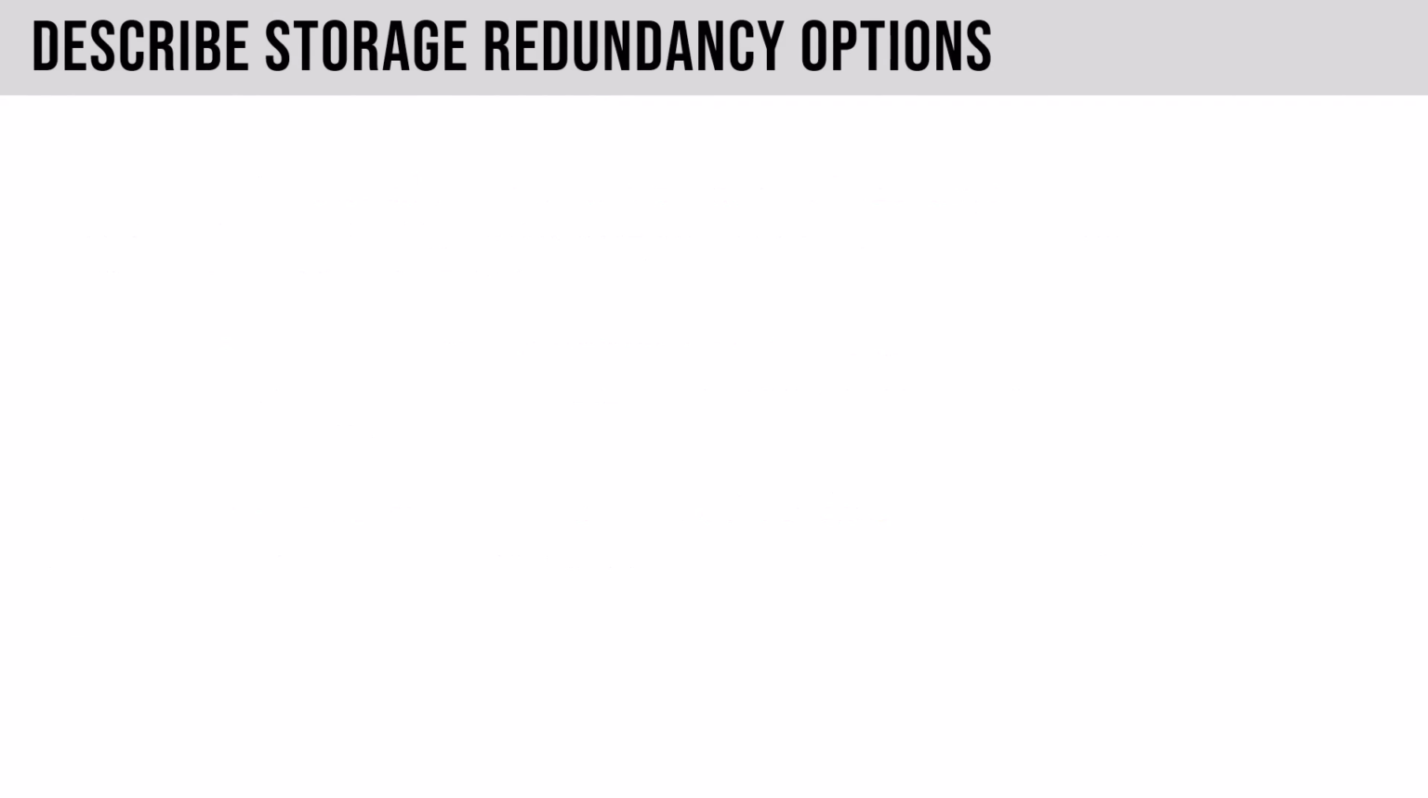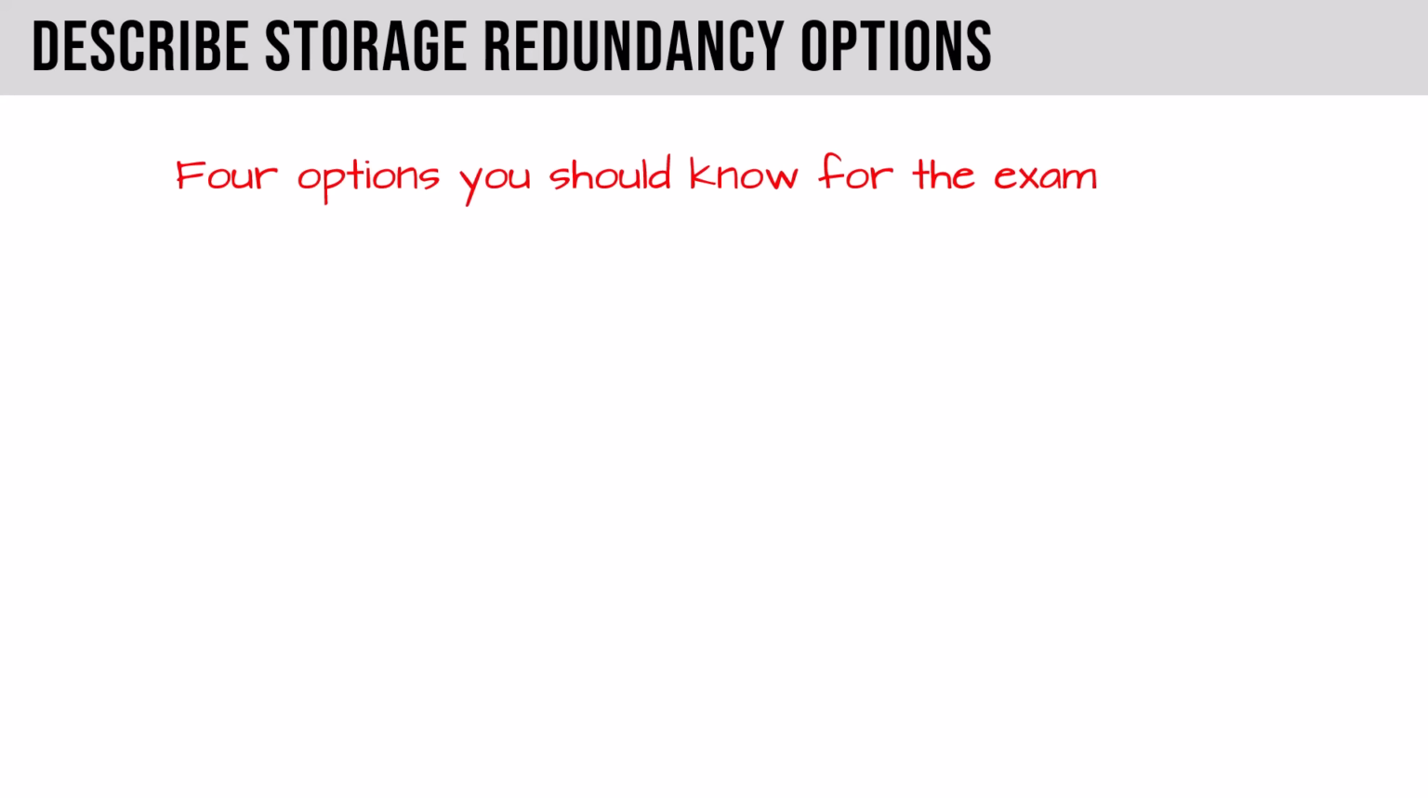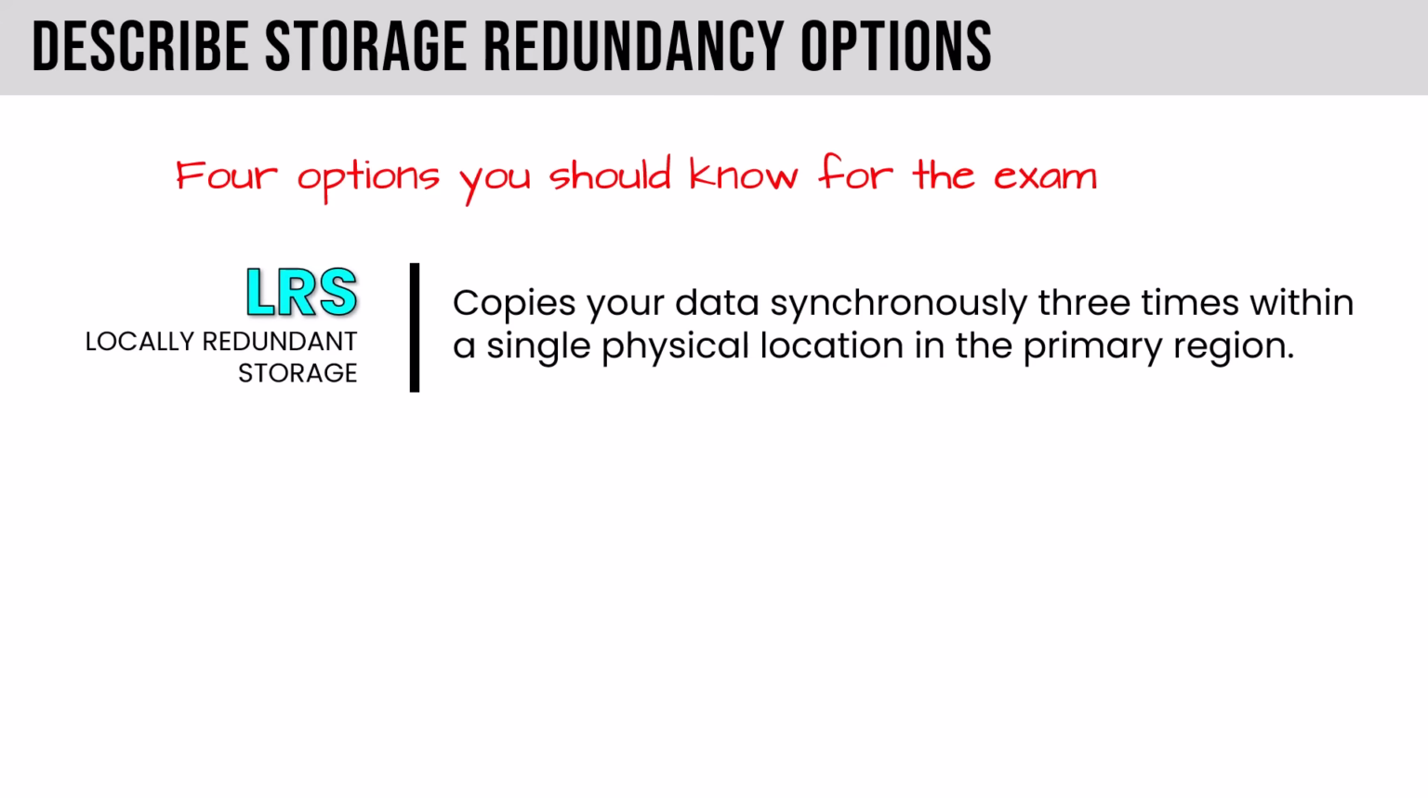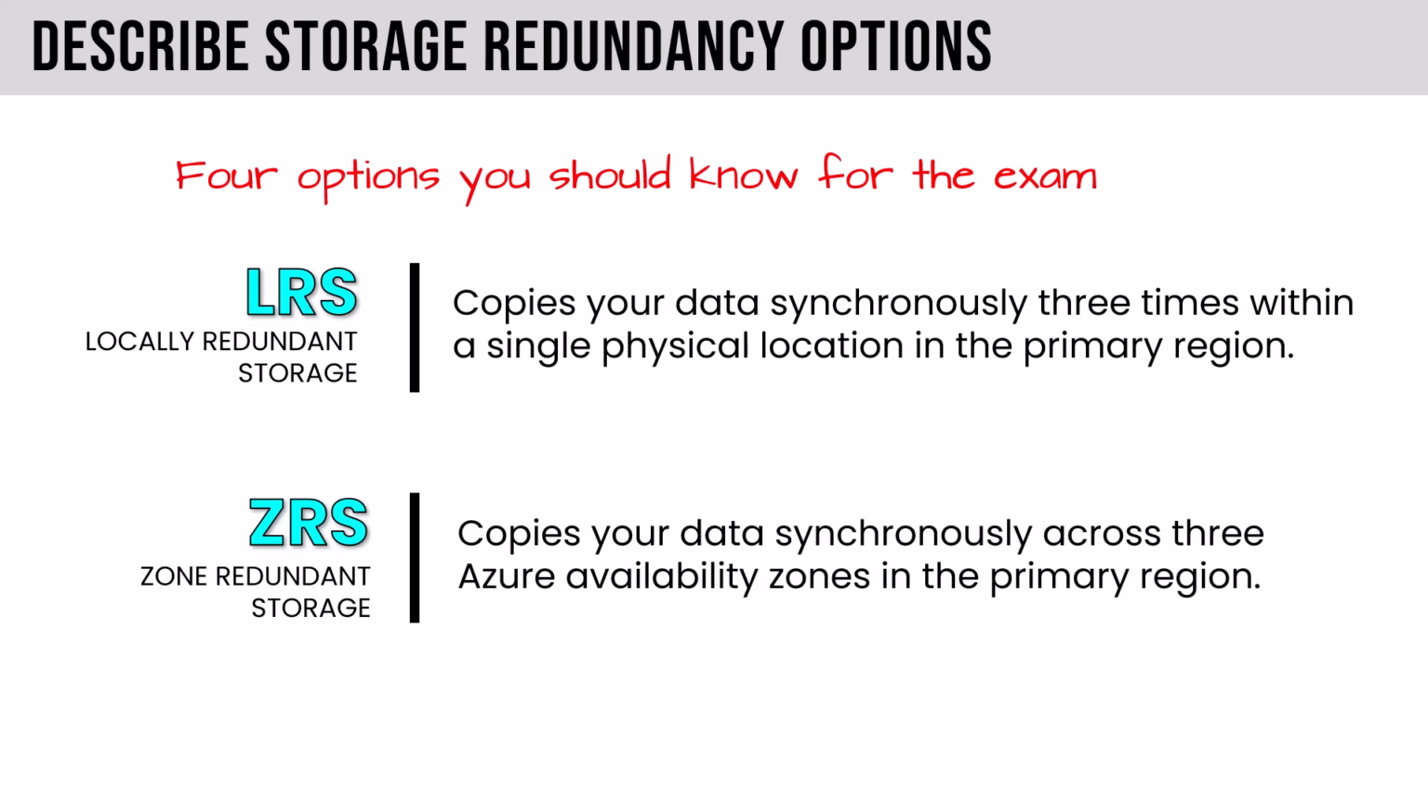Now let's talk through storage redundancy options. And there are 4 options you should definitely know for the exam. The first is LRS, locally redundant storage, which copies your data synchronously 3 times within a single physical location in the primary region. Then we have ZRS, zone redundant storage, which copies your data synchronously across 3 Azure availability zones in the primary region. So that gives us the benefit of availability zones. So some of that physical protection we talked about a bit earlier in the session.